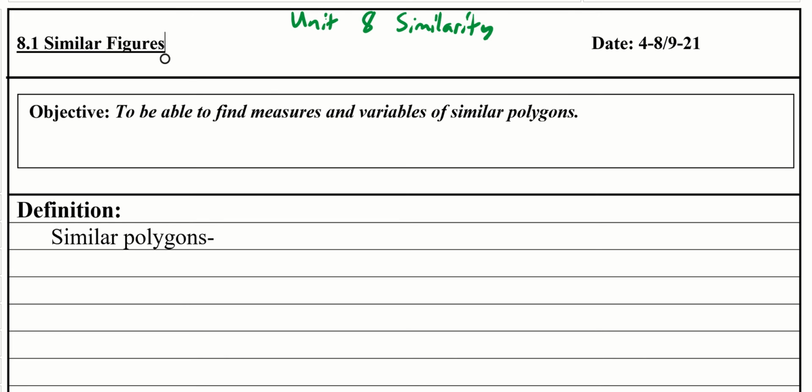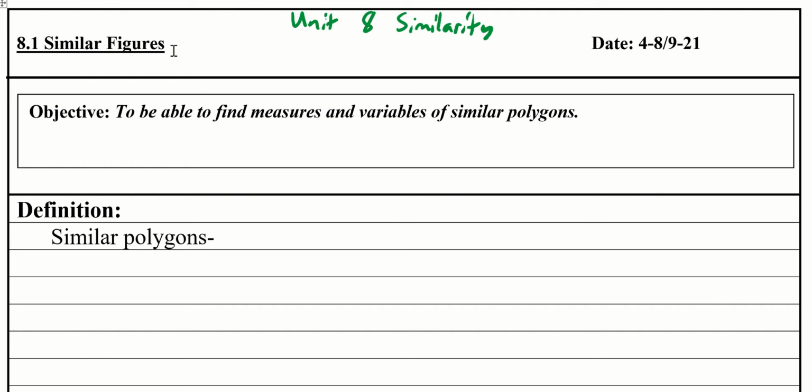We'll only do 4 sections of notes on this. We won't have a quiz, or I'm sorry, we won't have a test for this unit. We'll just have a quiz at the end of those 4 lessons here. So starting off today, we're in 8.1, dealing with similar figures. Date today is either the 8th or the 9th, depending on what hour you have this class here.